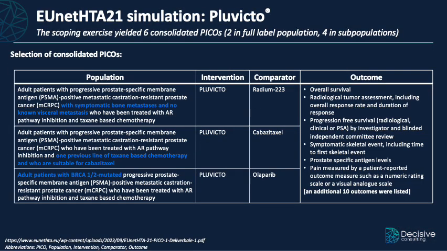In 2023, UNETA ran a simulation for Pluvicto to assess what could be the number of consolidated PICOs. In this exercise, it came out with 6 consolidated PICOs, 2 within the full label population and 4 in subpopulations. And within here, what we also saw was similar to the example I just explained, that you see different populations being selected, but also different comparators that are relevant for clinical practice.